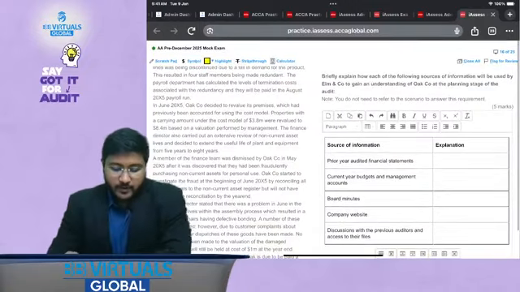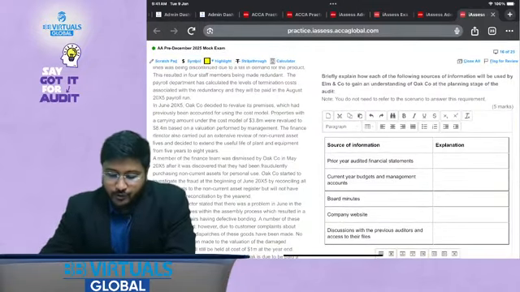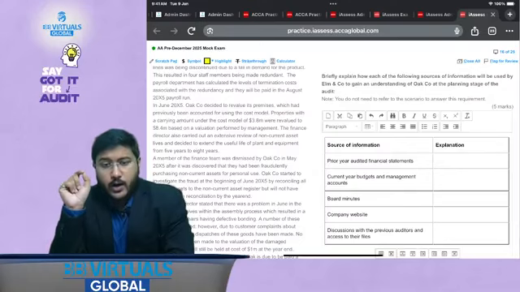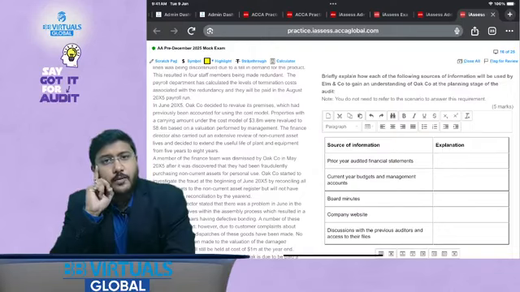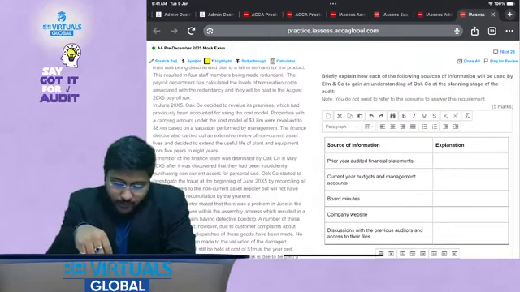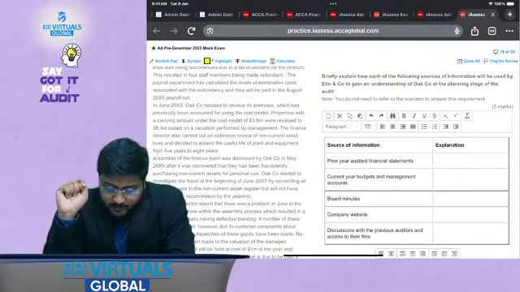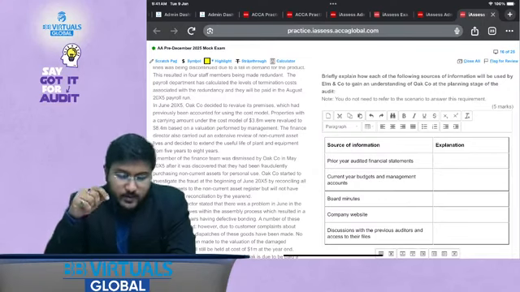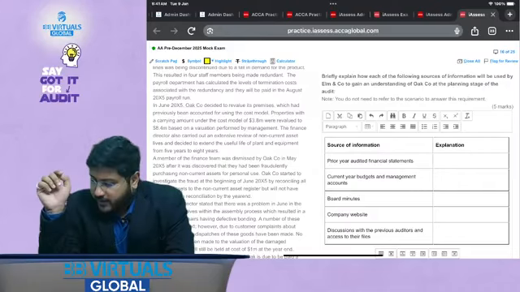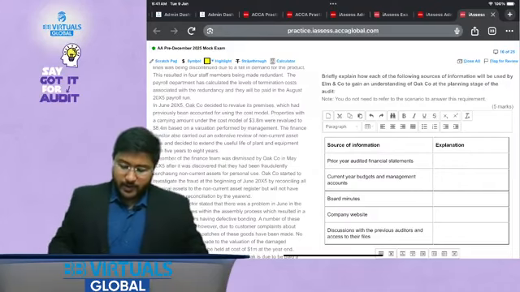Okay, so briefly explain how each of the following sources of information will be used by ELB and company to gain an understanding of OK company at the planning stage of the audit. That is how it is possible that these sources of information will help us to understand the company, the client, and plan for it. So prior year audited financial statements, current year budgets and management accounts, board minutes, company website, discussion with the previous auditor, and access to their files. This answer does not require any understanding of the case study, so we can write directly.